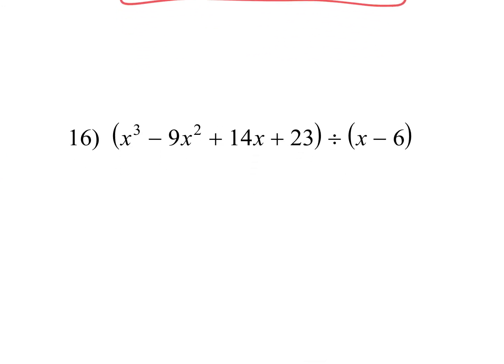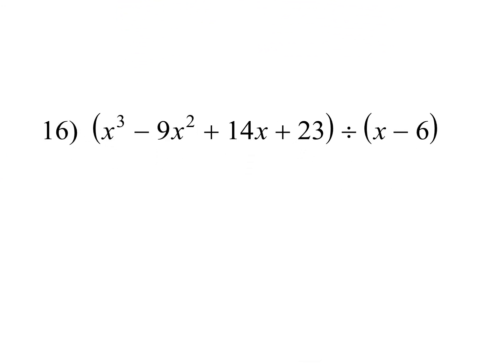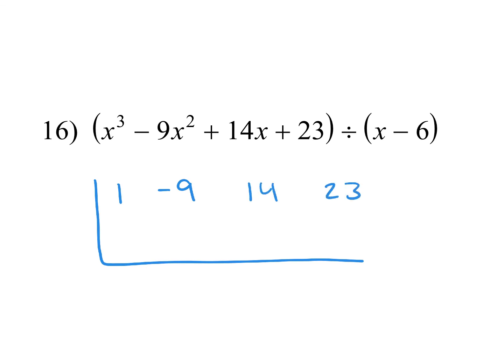All right, last one, 16. Amanda, you're going to do this one for us. What goes inside the box? 1. What goes outside the box? Positive 6, because we changed the sign. What's the first thing I do? You're going to bring down the 1. Then multiply it with 6. And then you're going to add the 9.